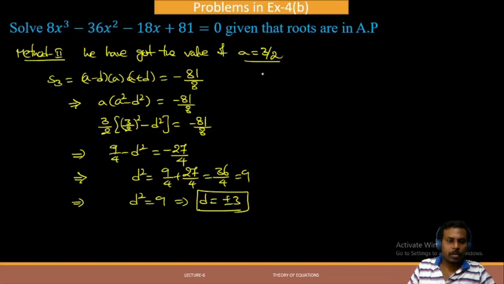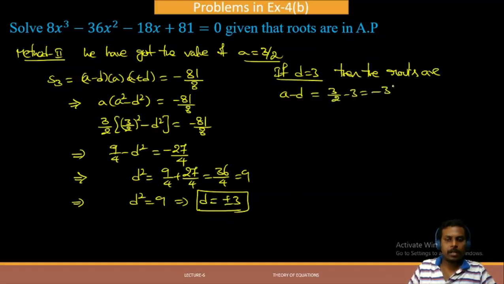Okay. Now there are two cases. If d is equal to 3, then the roots are a minus d, that is equal to 3 by 2 minus 3, that is equal to minus 3 by 2, and a is 3 by 2, and a plus d is equal to 3 by 2 plus 3, so that is equal to 9 by 2.